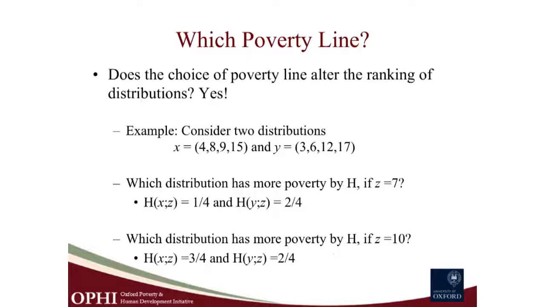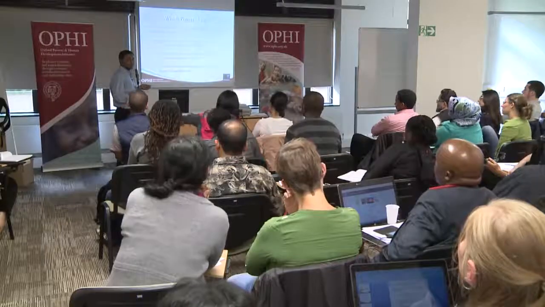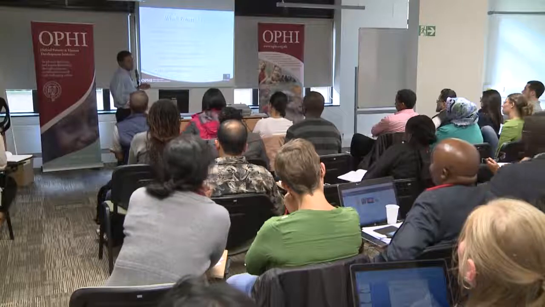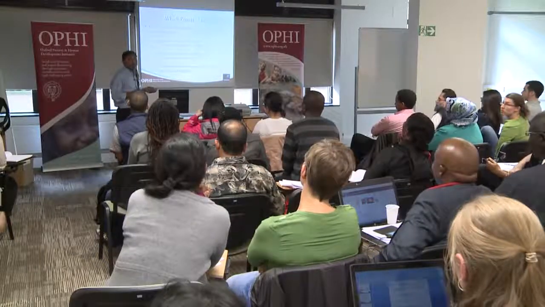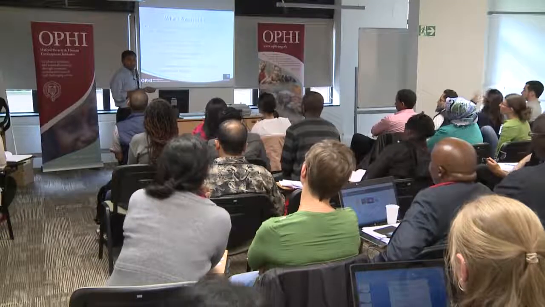Why? Right? What if the poverty line is 10? How many poor are there? And how many poor are there? Now which distribution has more poverty? The second one. So you change the poverty line, and with this particular measure, you have different numbers.